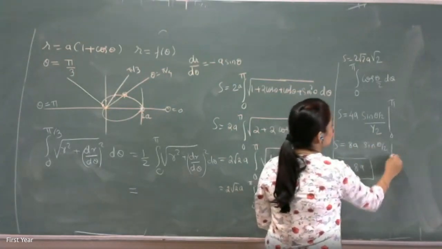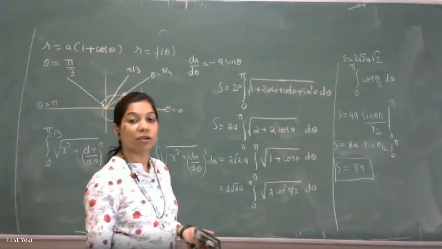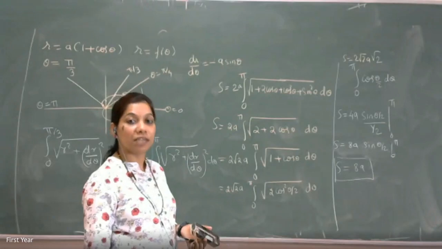8a sin of theta by 2 from 0 to pi. And now you put it in and see if you are getting so much confusion. It is not multiplied by half, it is divided by half.